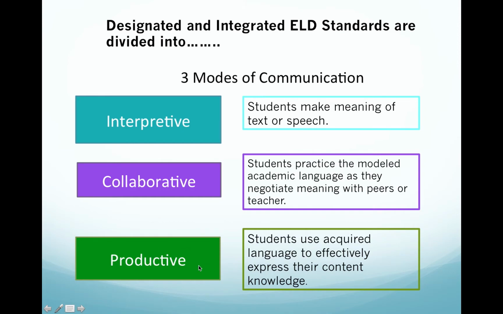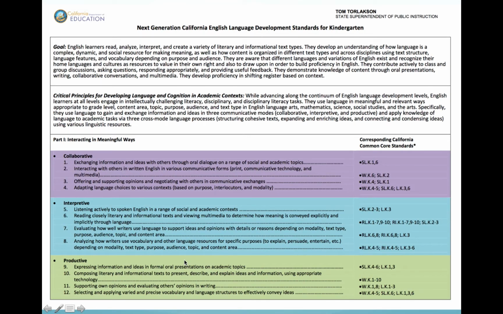And then eventually we want them to produce, so in all lessons we have to have opportunities for students to actually produce and practice this on their own, so that students use their acquired language skills that you've just taught to effectively express their understanding of the knowledge. So in all of your lessons students have opportunities to interpret, to collaborate, and to produce language. Those come straight from the ELD standards, so you've probably seen these before. If not, you can go to the California Department of Education and find the new ELA/ELD standards, and here they are: collaborative mode, the interpretive mode, and the productive mode.